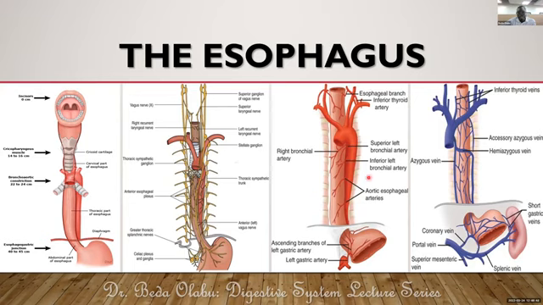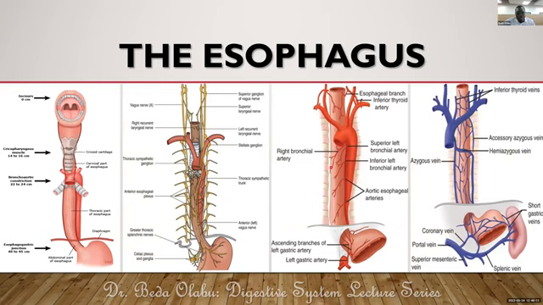The third image shows us the arterial blood supply to the esophagus. Now here, I want you to understand that the esophagus is also receiving segmental arterial blood supply. The upper part of the esophagus receives blood supply from the arteries that also supply the thyroid, like the inferior thyroid artery, supplying it. That is the cervical esophagus.